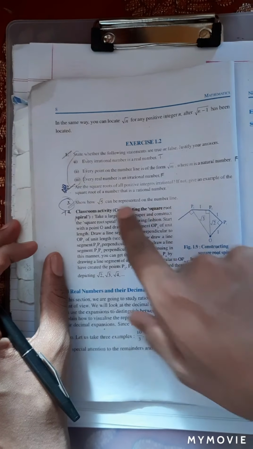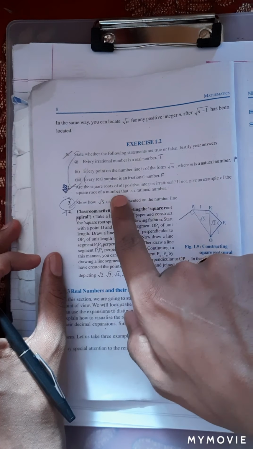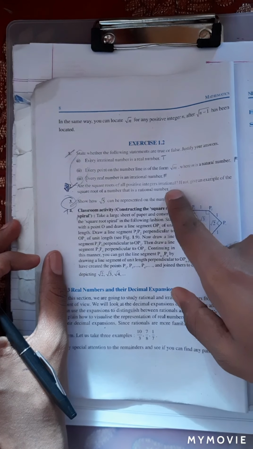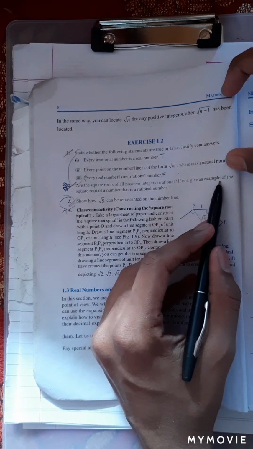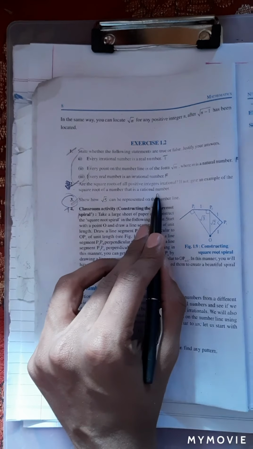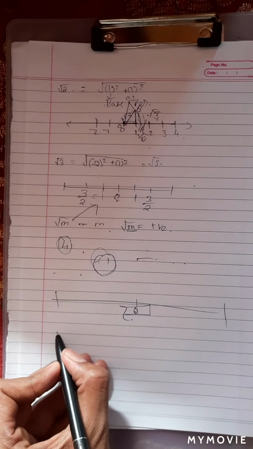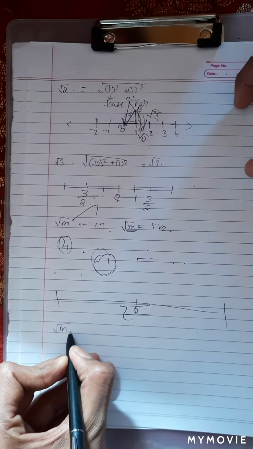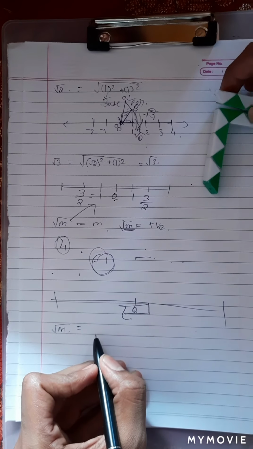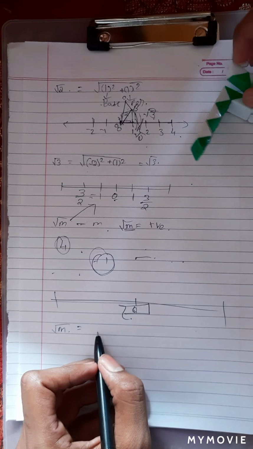Now let's go to question number 2. Are the square roots of all positive integers irrational? If not, give an example of the square root of a number that is a rational number. The question states that under root m is irrational for all the values of m. So is that true or false?